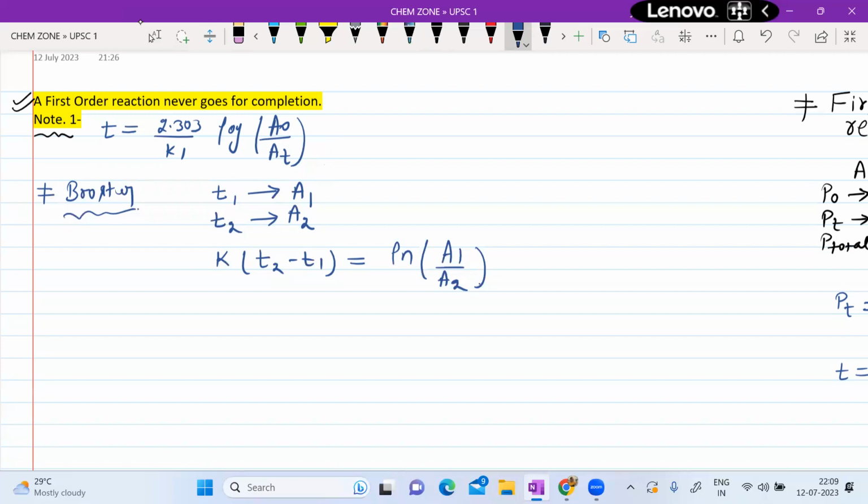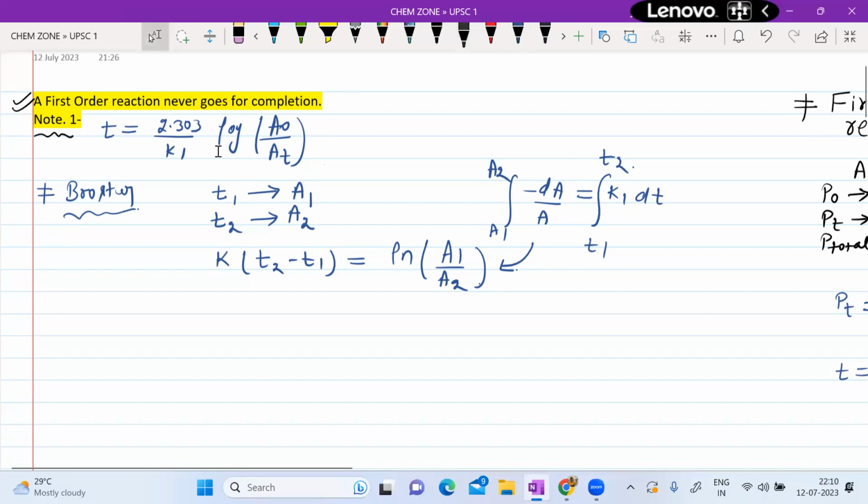In a similar way, we can derive this expression for the first order reaction. Like we know that for a first order reaction, here we need to change the limits only from A1 to A2, T1 to T2. After integrating, you will get this expression. If the initial concentration is not known, you can use this formula for calculating the rate constant or whatever the requirement of the question is.